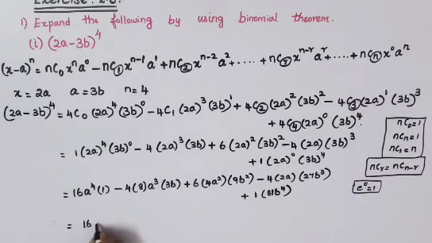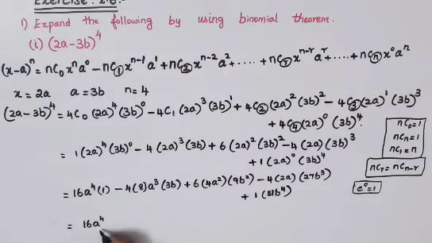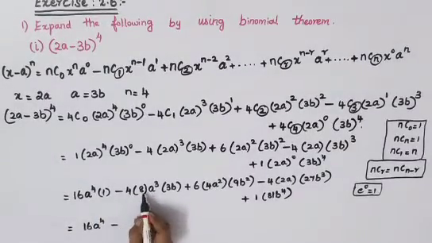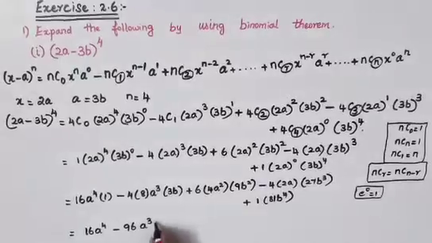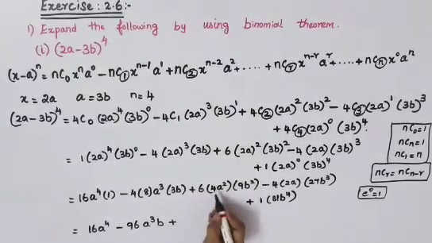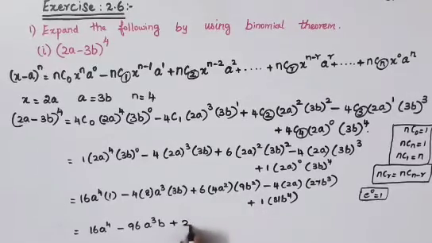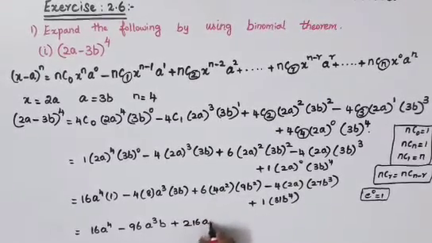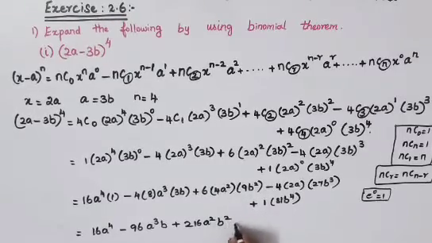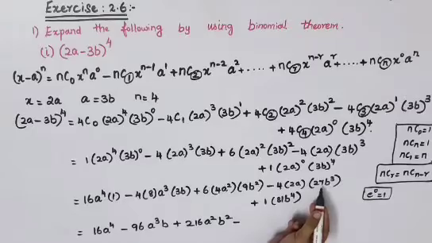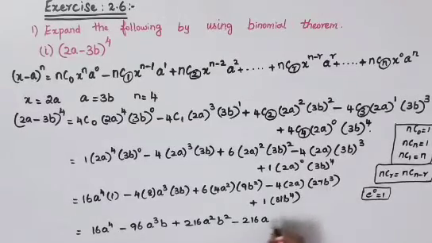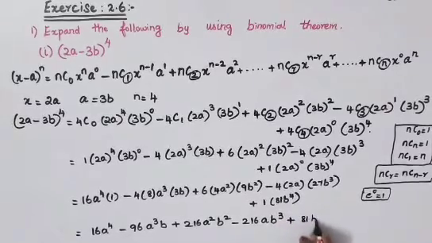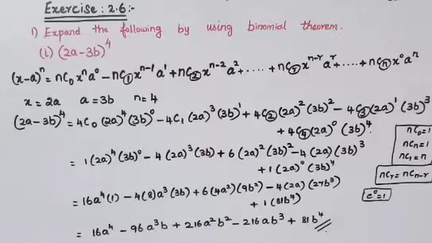which is equal to 16a power 4 into 1 is there, so the same term will be replaced here, minus 4 into 8 into 3, you will get it as 96 a cube and 1 b is there, plus 6 into 4 into 9, you will get it as 216, 1 a square is there and 1 b square is there, then minus 4 into 2 into 27, again that is 216, 1 a will be there and 1 b cube is there, plus your last term is 1 into 81, you get 81 b power 4. So this is the answer for your first question, first subdivision.